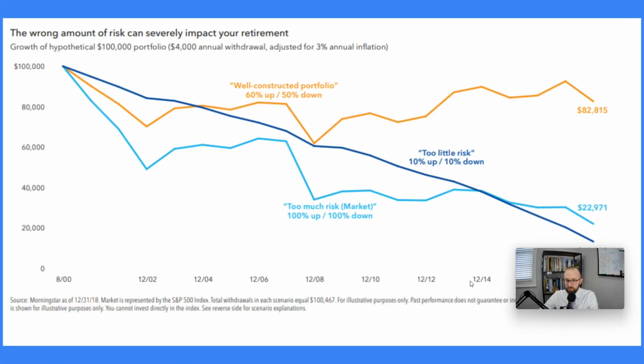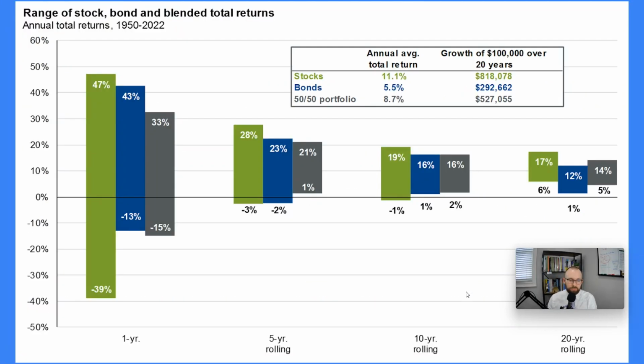So I'm going to move my head over here a little bit. There is going to be risk involved. What this chart shows is risk for a stock portfolio, a bond portfolio, or a 50-50 portfolio. And it's going to show for a rolling 1 year, rolling 5 years, 10 years, or 20 years.